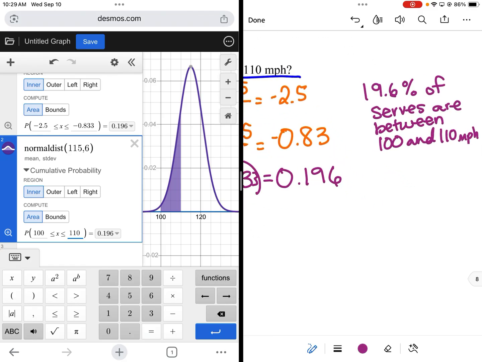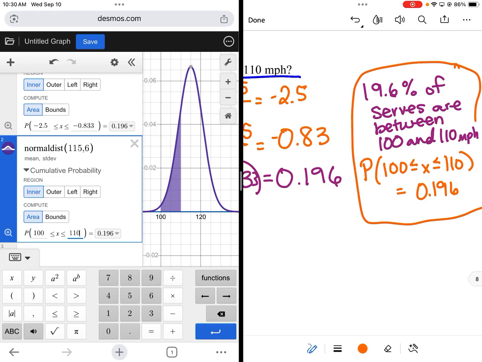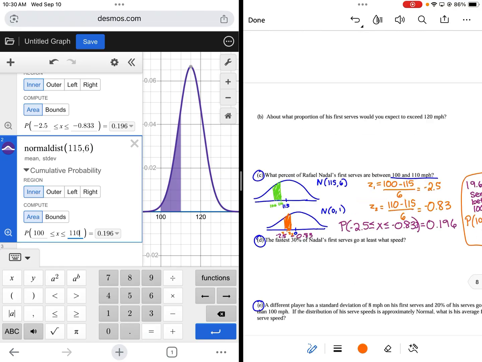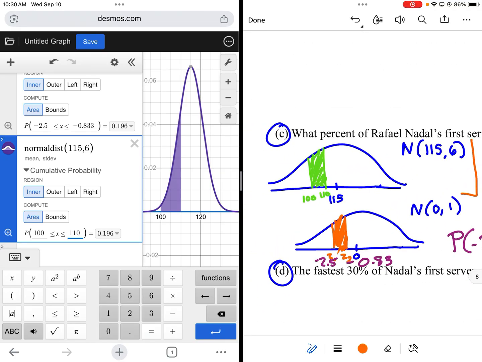Because you could also put the 3 there. The other way, since we didn't change it to z-scores, you could have written it like this: probability 100 less than or equal to x less than or equal to 110 equals 0.196. And that would work. You don't have to do it both ways. This would suffice, as well as the drawing. And you only need one of the drawings at this point because we didn't change it to z-scores. So you would just need this first drawing right here. So that would be considered showing your work.